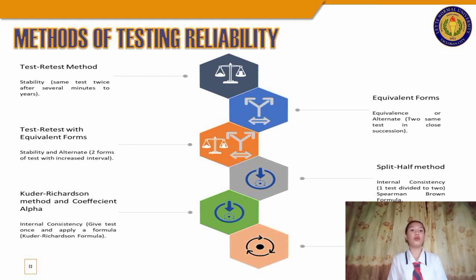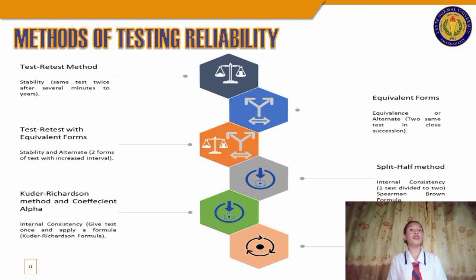The third is test-retest with equivalent forms. This method combines aspects of establishing stability and alternate forms reliability. It involves administering two different forms of a test to the same group with an increased time interval between the tests. This approach allows researchers to examine both the stability of scores over time and the equivalence of different forms.